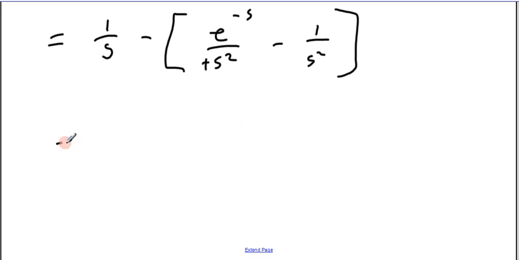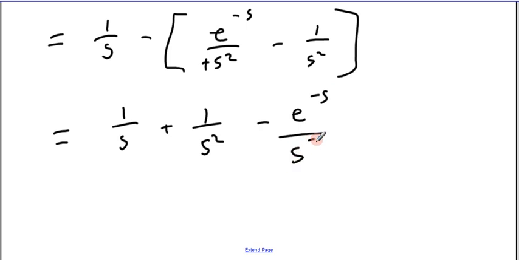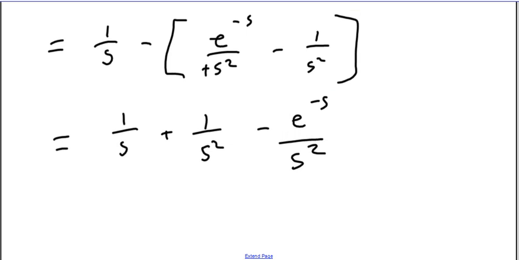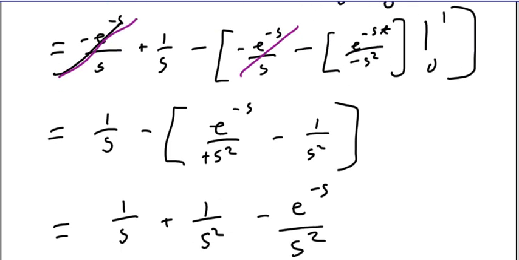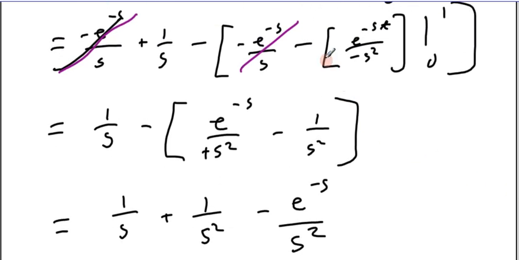Okay, so it looks like what I'm going to end up with is 1 over s plus 1 over s squared minus e to the minus s over s squared. And, oh no, that's not right. So somehow I got my minus signs turned around. How did I get my minus signs turned around?